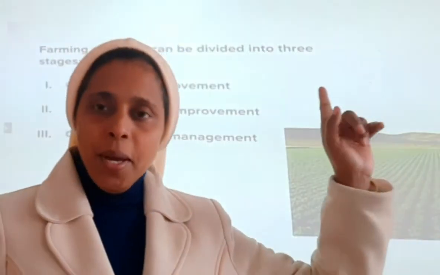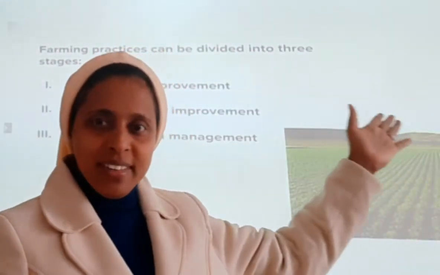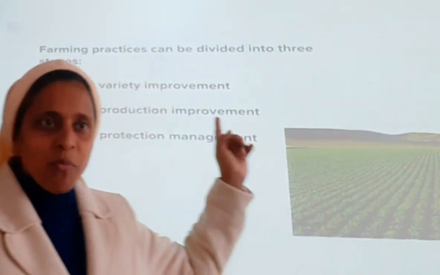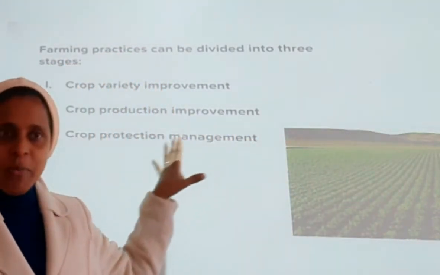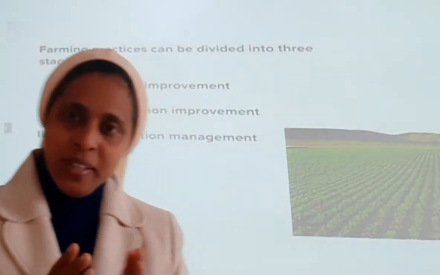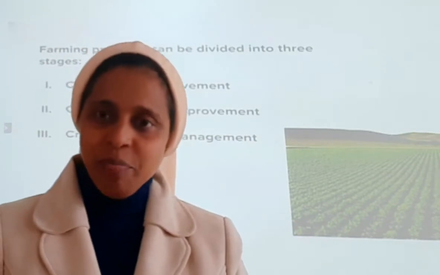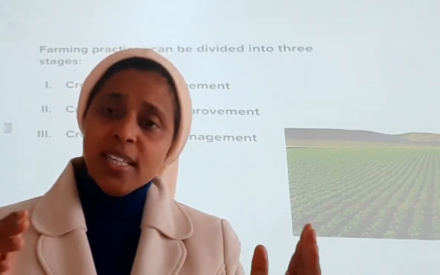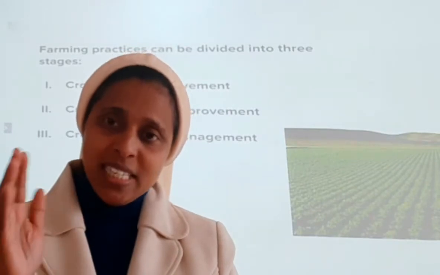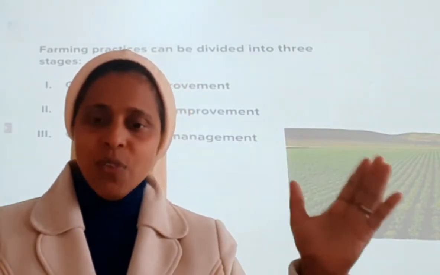So let's move ahead. Farming practices can be divided into 3 stages. What are the 3 stages here? The crop variety improvement, the crop production improvement and the crop protection management. So what do you understand by crop variety improvement? Here we have to improve the variety of crops.